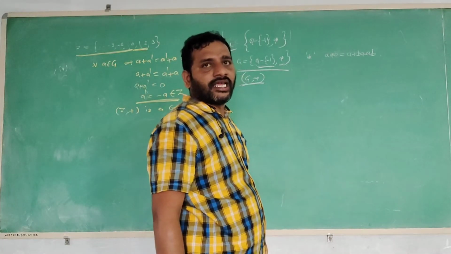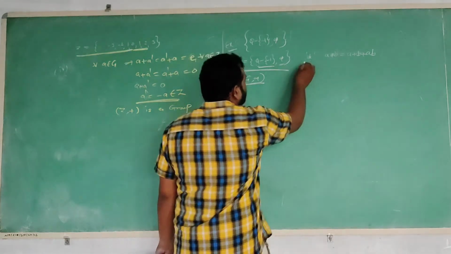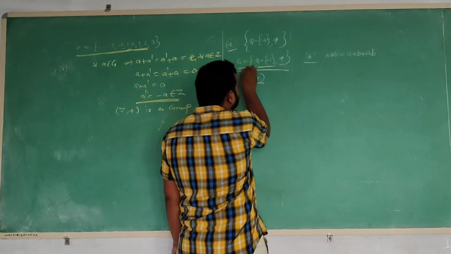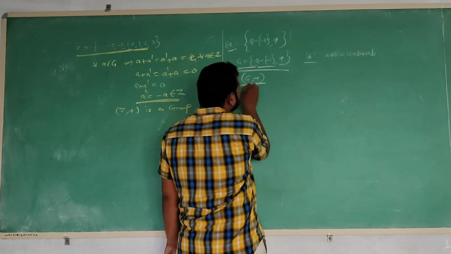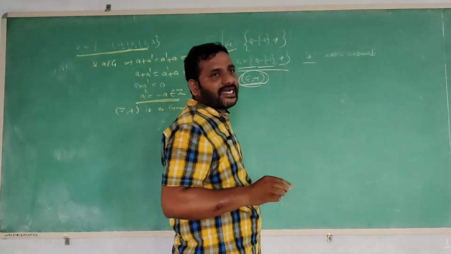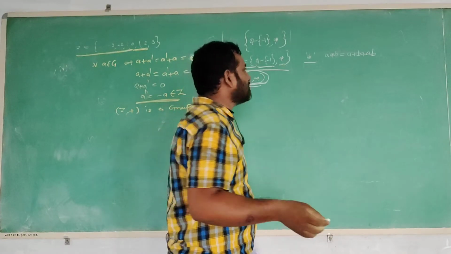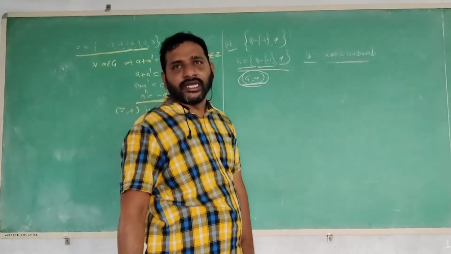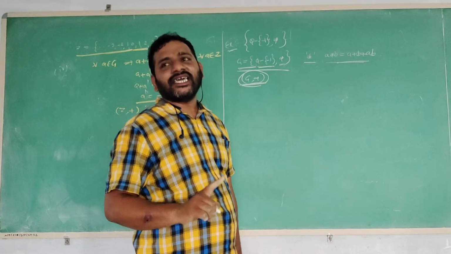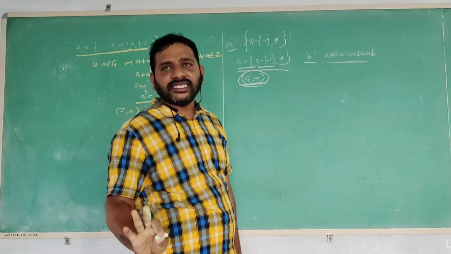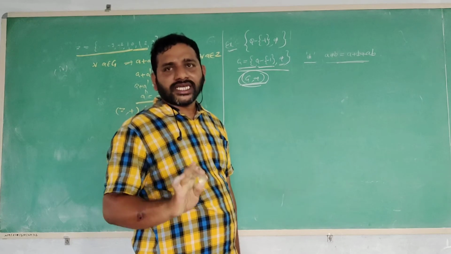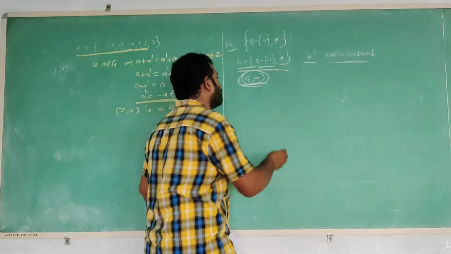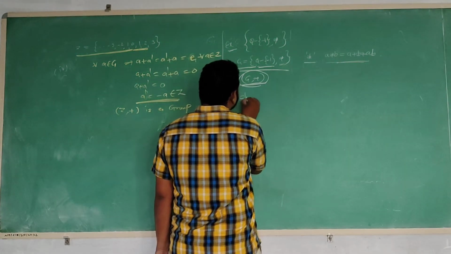G comma star is a group. Here, Q minus 1. Suppose I am saying that G comma star is said to be a group and the binary operation star is defined by a star b equals a plus b plus ab. To prove that G is a group, G must satisfy the properties: closure, associative, and identity properties. Okay, first one, closure property.